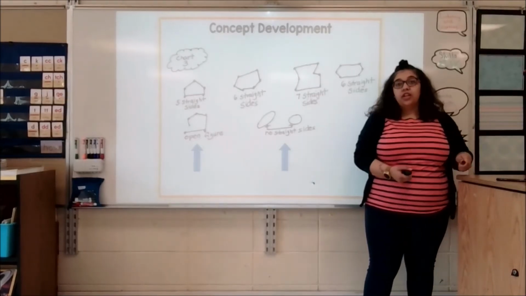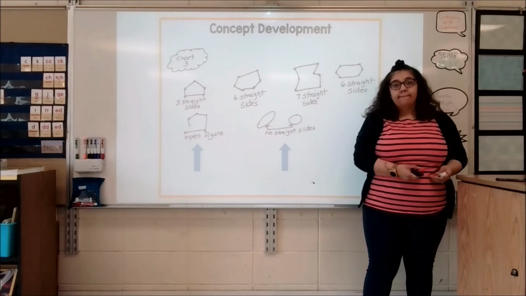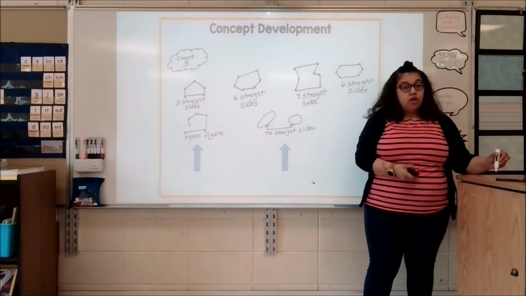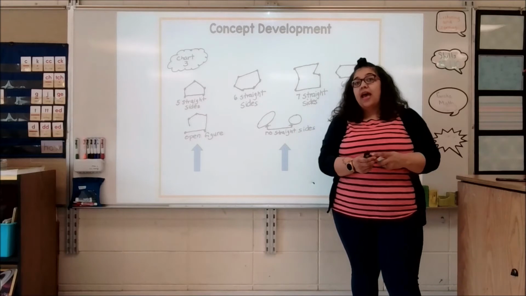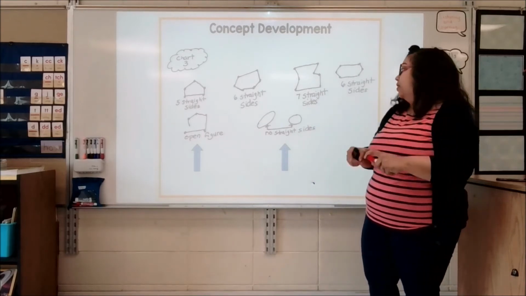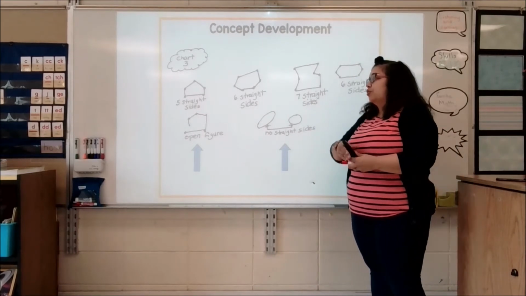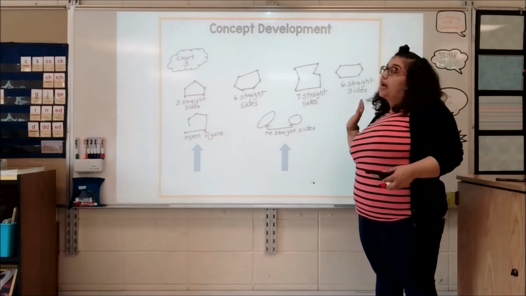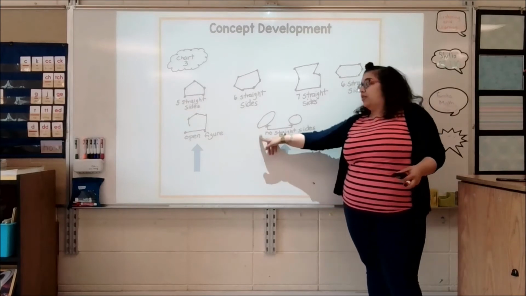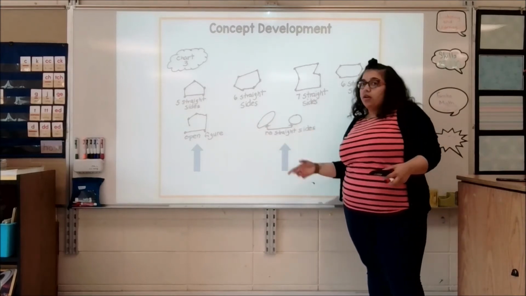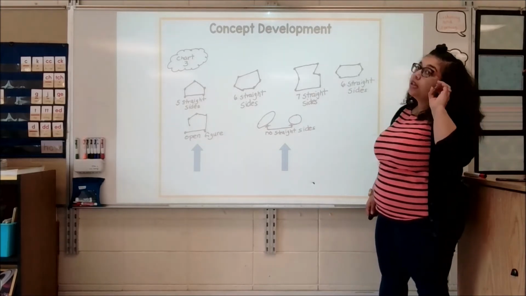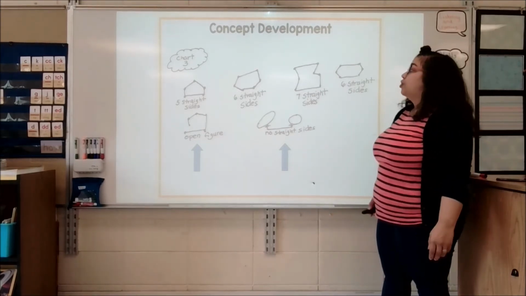Is an open figure a 2D shape? No, because a 2D shape, a flat shape, has to close. It has to be closed. But you can have no sides and no corners and still be considered a whole shape, like a circle or an oval. There are no sides, there are no corners, but it is closed. So that makes it a true shape.